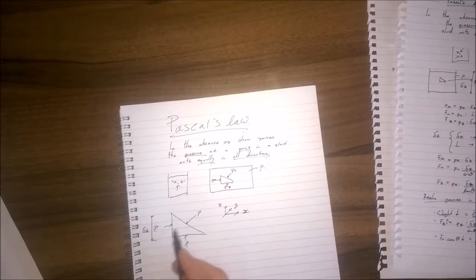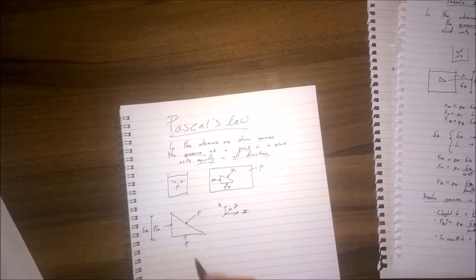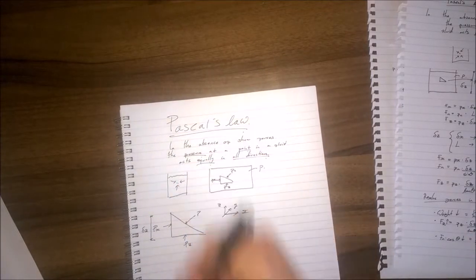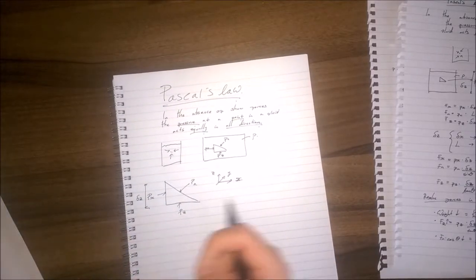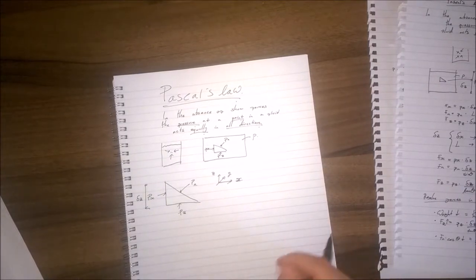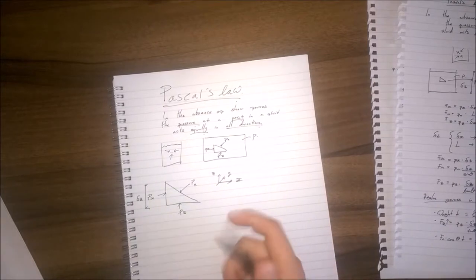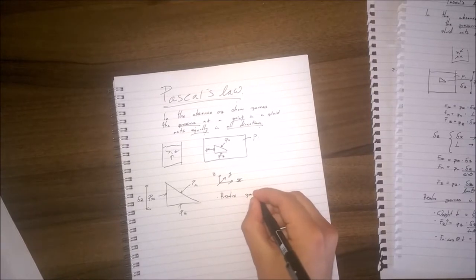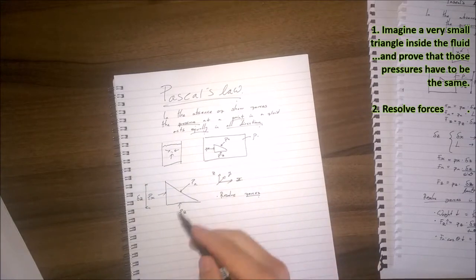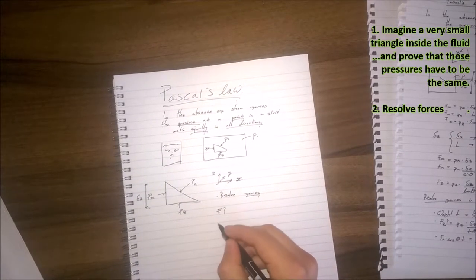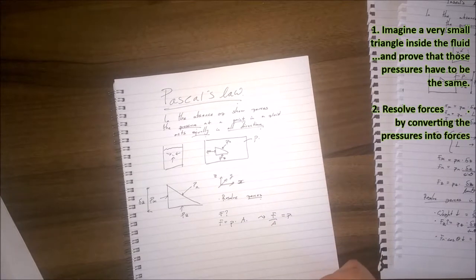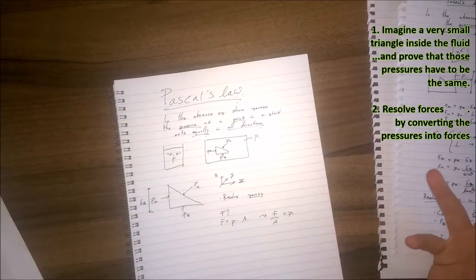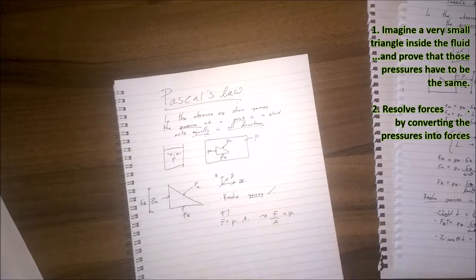The pressure acting this way, we're going to call Px. The pressure acting upwards, we're going to call Pz. And the pressure acting normal to this edge, we're going to call Pn. Now, in order to prove that these pressures are all the same, we're going to have to resolve some things, namely forces. We like resolving forces. But we've got pressures, we don't have forces. Well, what is a force? A force is basically a pressure multiplied by an area, or force over area is a pressure. So we have pressures, we need to find some areas, and then we've got forces, and then we can resolve our forces, unlike resolving our childhood issues.